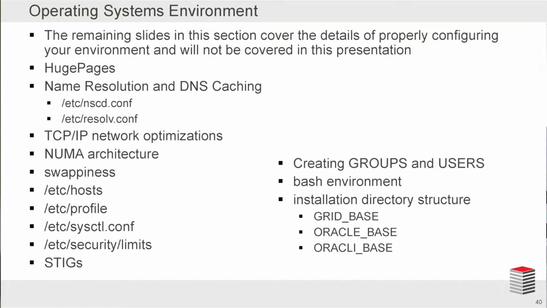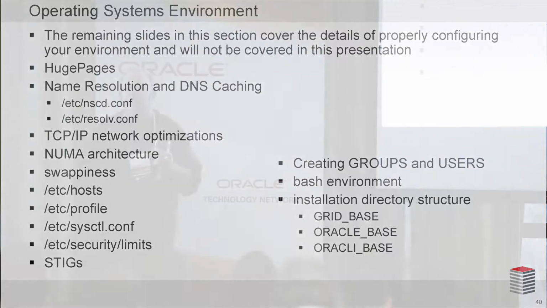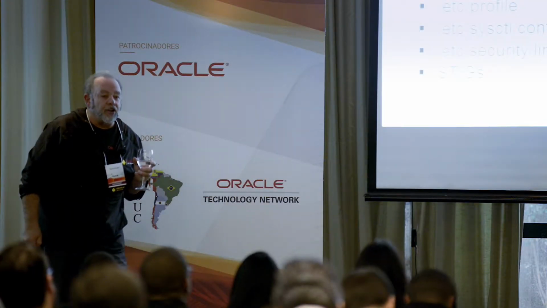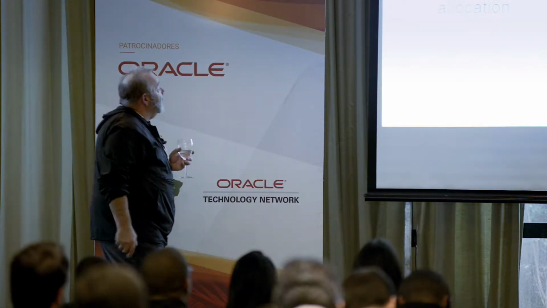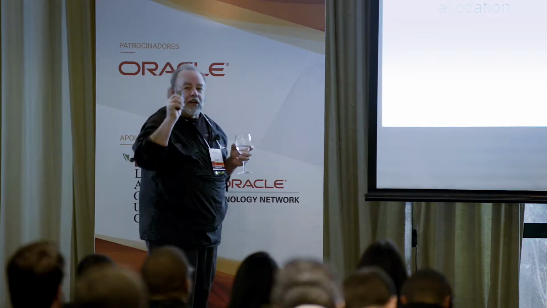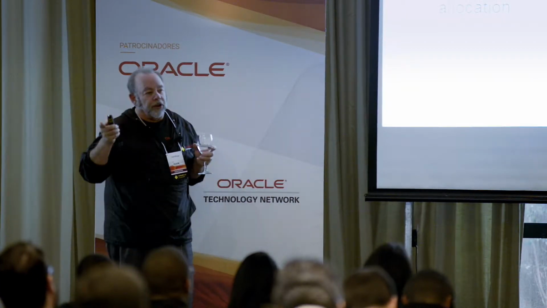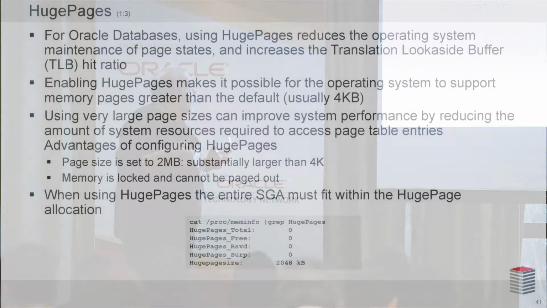Other things that we talk about when we talk about optimizing our operating system configuration for Oracle. One of the most critical ones is NUMA and swappiness. By default, Oracle gets both of these wrong 100% of the time, except if you buy an Exadata. If you buy an Exadata or a supercluster, then they get it right.